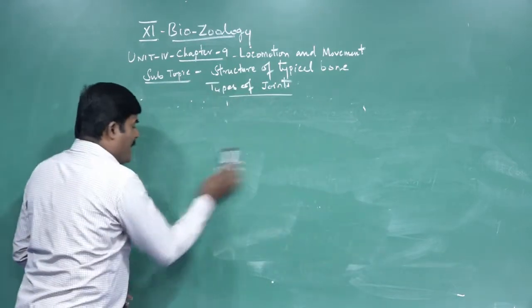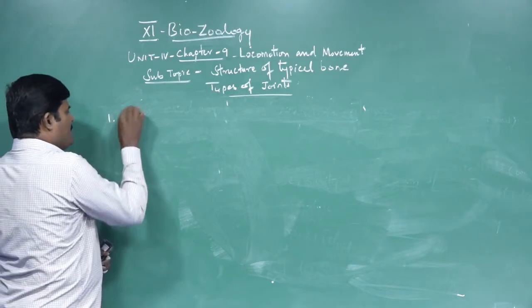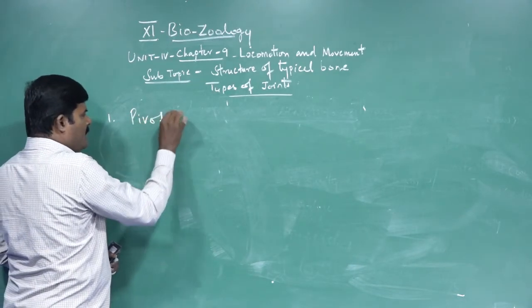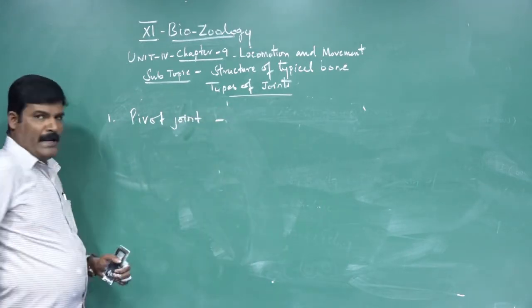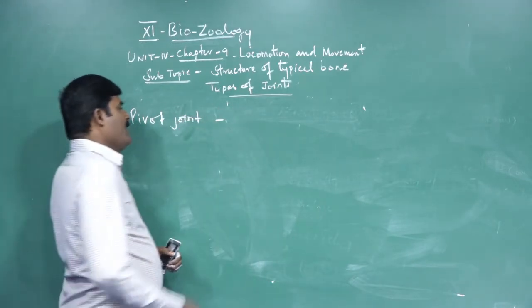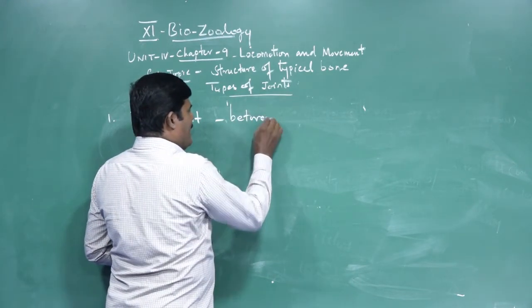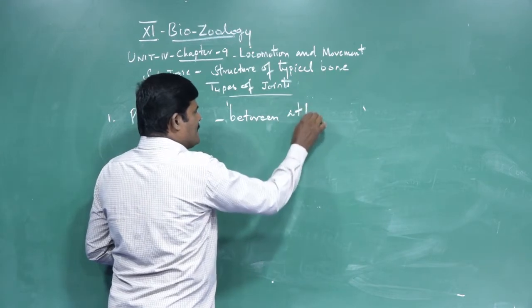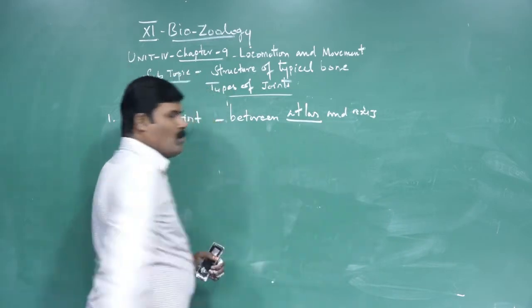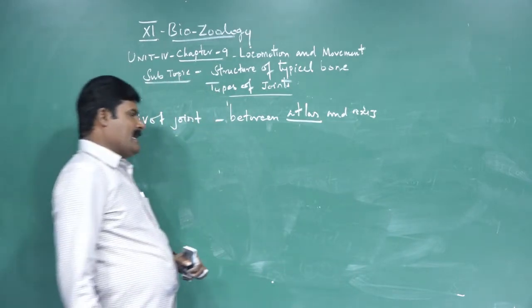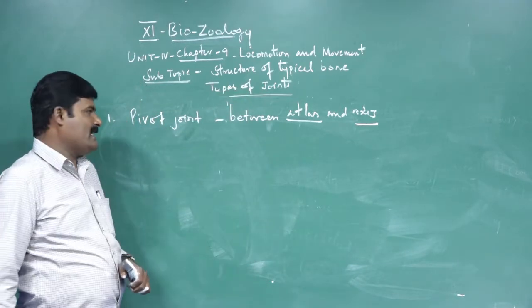Based on these three types, there are 6 types of movement. The first type of movement joint is called the pivot joint. What is the example of pivot joint? The bones between the atlas and the axis. The first bone of the vertebral column is the atlas, and the second bone is called the axis. These are connected with the bones of the skull.